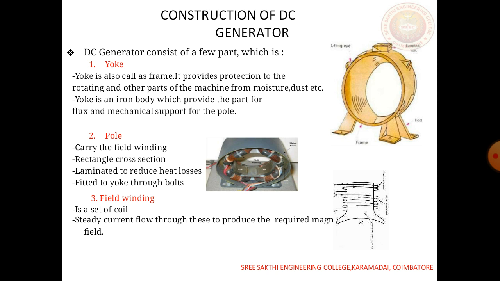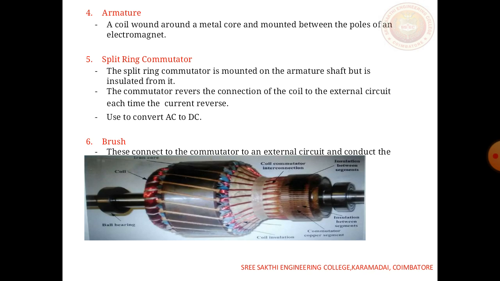Next is your pole. A pole is nothing but a rectangular cross section which acts as a lamination for reducing heat losses. Third is the field winding. Field winding is nothing but a set of coils which helps the steady current flow through the generator. And next, armature. Armature acts as a moving part, and it is mounted between the poles and the electromagnet.